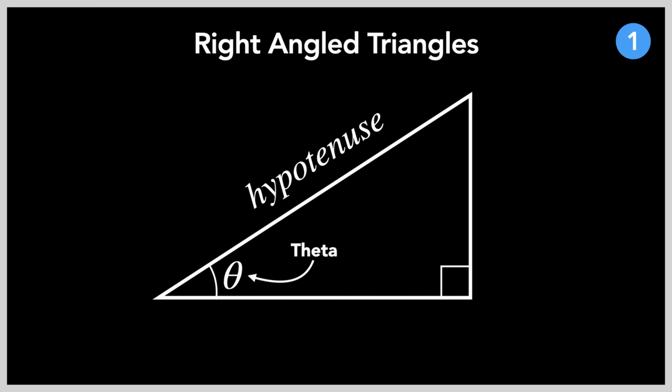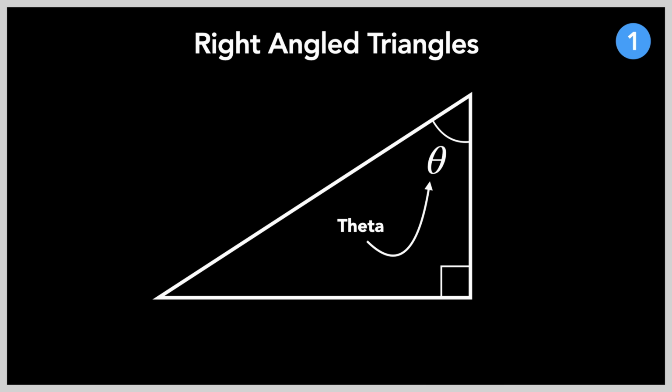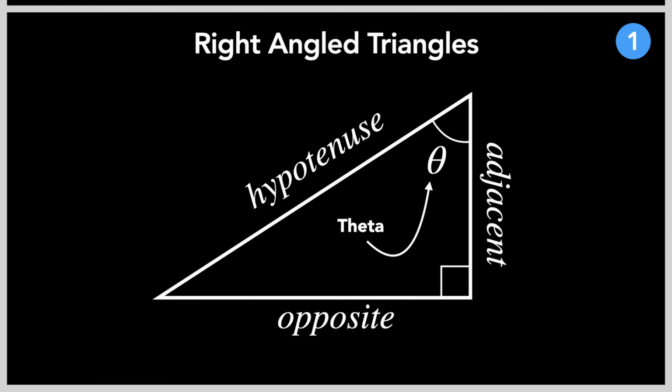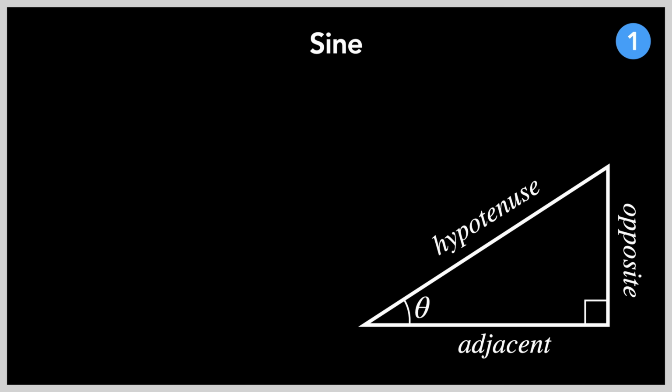Above theta is the hypotenuse, the longest side of the right-angled triangle. Beside theta is the adjacent side, and across theta is the opposite side. The adjacent and opposite sides are both relative to theta. If we were to move theta to this acute angle on the right, those two sides would swap, with the hypotenuse staying the same.